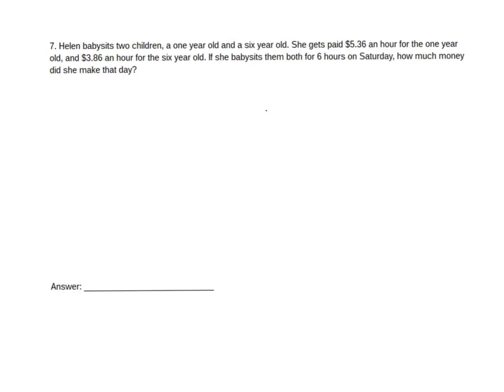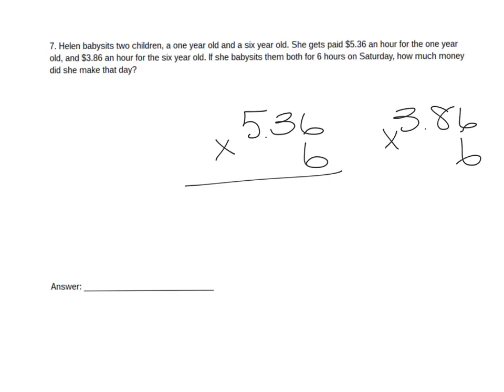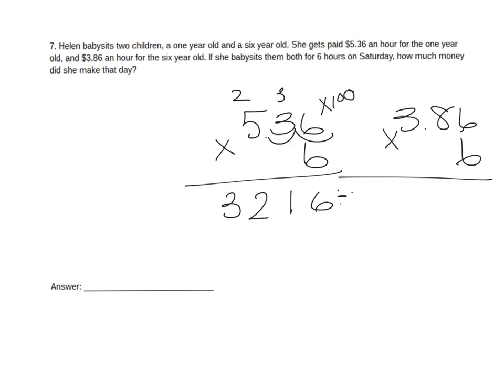So we get $5.36 for 6 hours, right? And she gets $3.86 for 6 hours. So we're going to multiply 536 times 6 to find out how much she gets paid for the 1-year-old. We're going to multiply 386 times 6 to find out how much she gets paid for the 6-year-old. 6 times 6 is 36. 6 times 3 is 18, plus 3 is 21. 6 times 5 is 30, plus 2 is 32. And we had to multiply by 100 to make this a whole number, which means we have to divide by 100. So she gets paid $32.16 to babysit the 1-year-old.